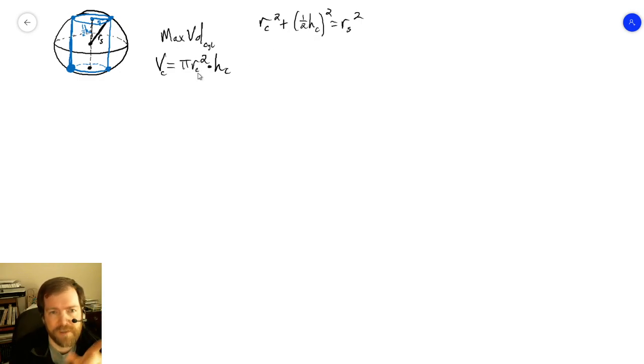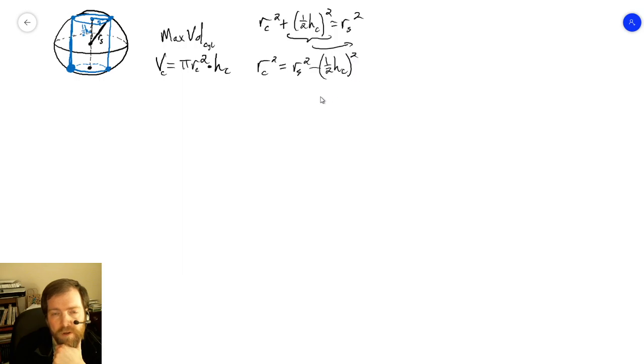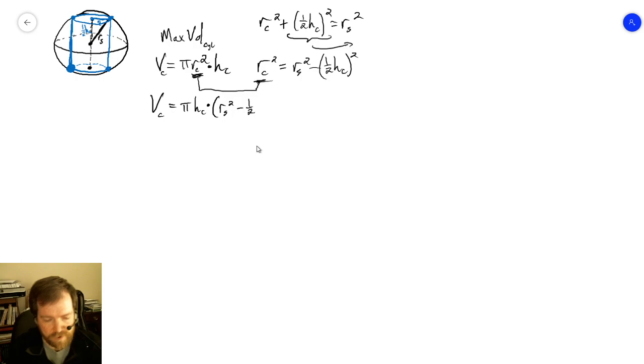Okay. Radius of the cylinder squared is already here. So let's leave that where it is and move this whole thing over. So radius of the cylinder squared is going to be equal to radius of the sphere squared minus 1/2 height of the cylinder squared. So then we can take this and plug it into here. Volume of the cylinder is equal to pi height of the cylinder times this stuff. So radius sphere squared minus, let's just change that, right? 1/4 height of the cylinder squared.